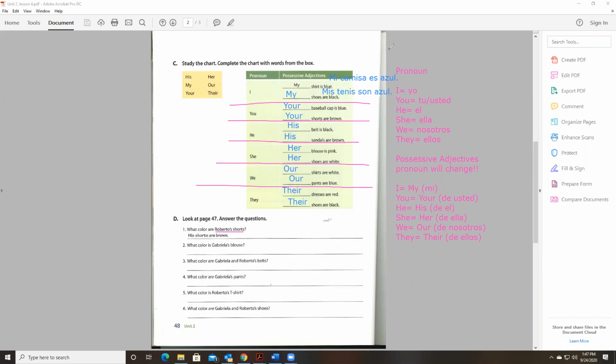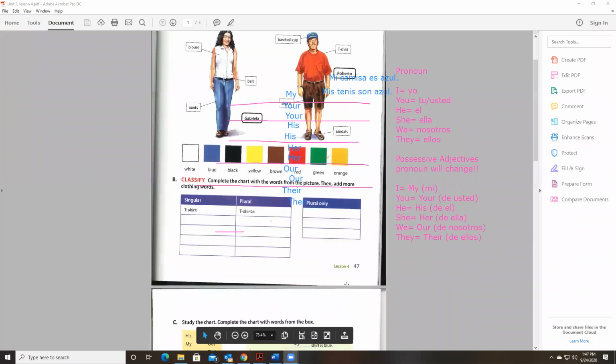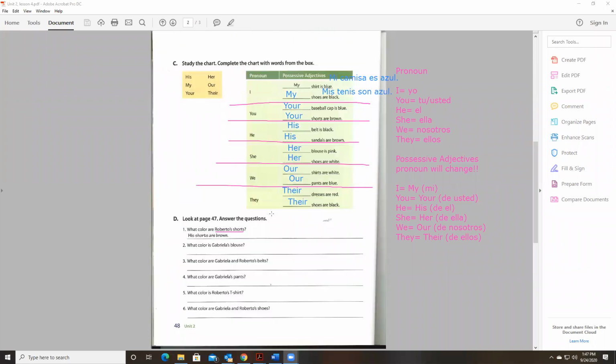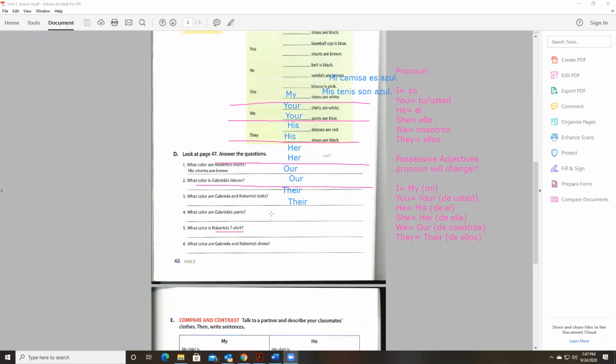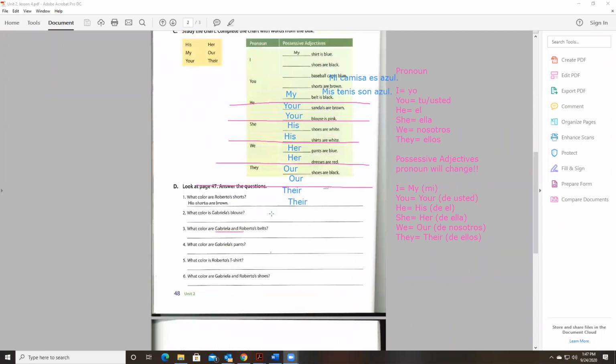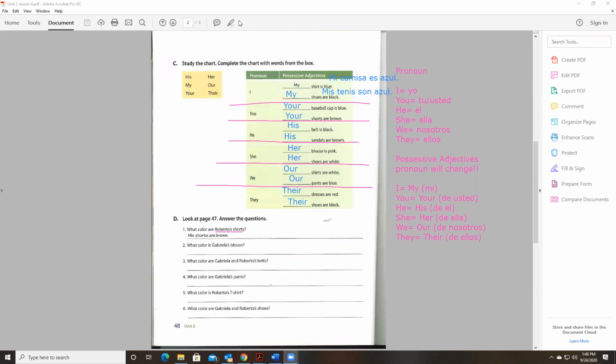Okay, what color is Gabriela's blouse? Okay, so if we look, Gabriela's blouse is white. Okay. So estamos hablando de Gabriela's blouse, de ella, right? De she. So cuando estamos hablando de posesivo, we use her. Her blouse is white.